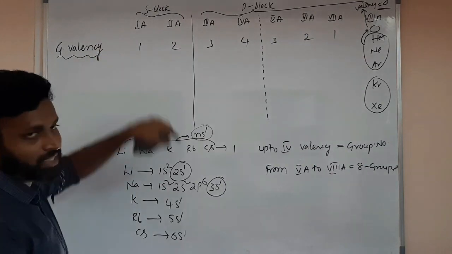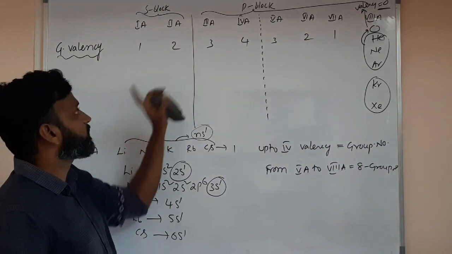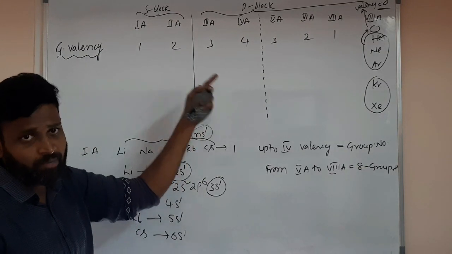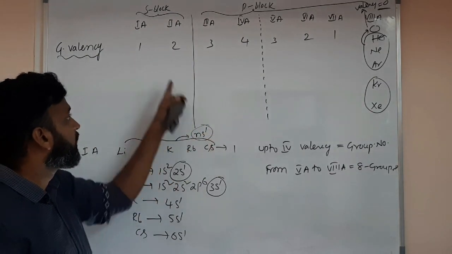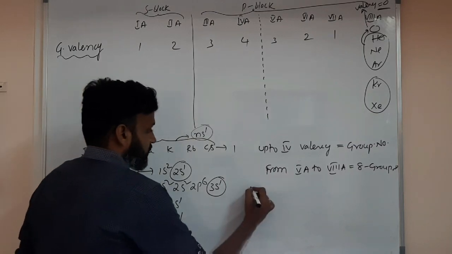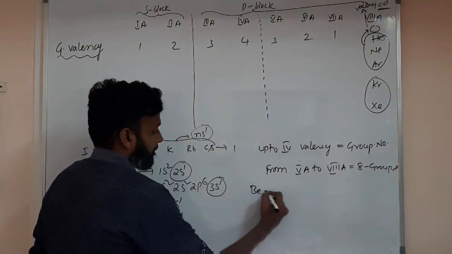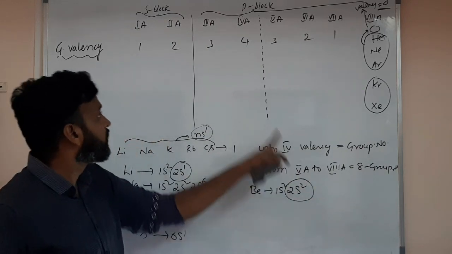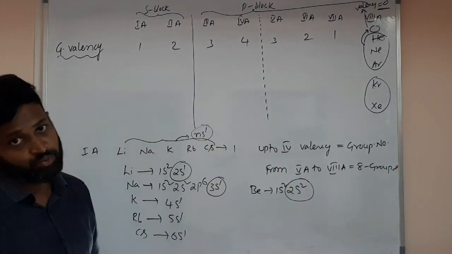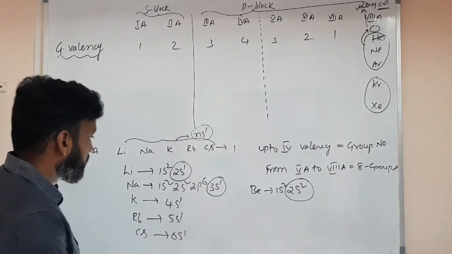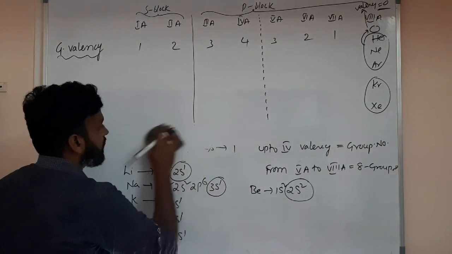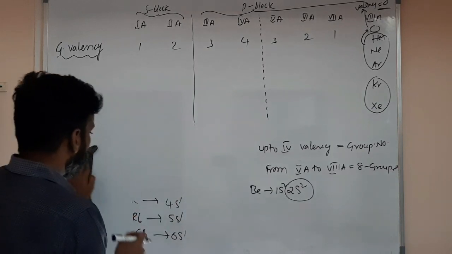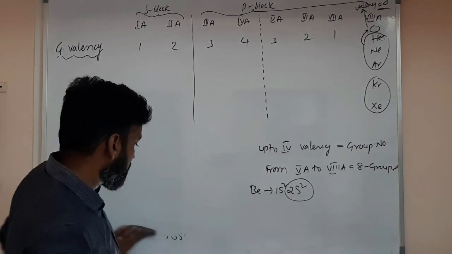So for 1A group elements the general valency is 1, and for 2A group elements the general valency is 2. The 2A group elements are beryllium, magnesium, calcium, strontium, barium. Because of their configuration, like beryllium 1s2, 2s2, the valence electrons are 2, so the valence is 2. Got it? So we discussed the general valency of each group. Why did I write only S and P, understood?